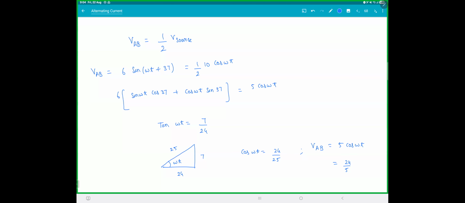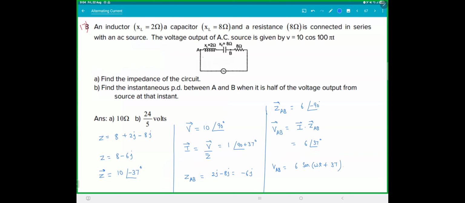How did we get VAB? From phasors. Magnitude 6. What? So the magnitude should be like the root of 64 plus 4. Yeah. Like, how did we? Oh, okay, got it, sir. I wrote the diagram wrong. Understood. Got it.